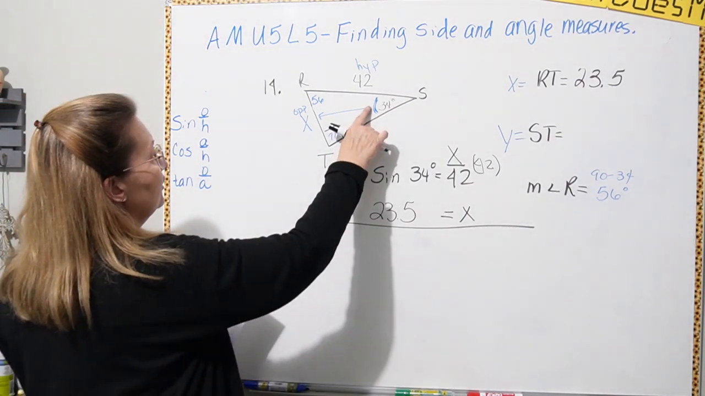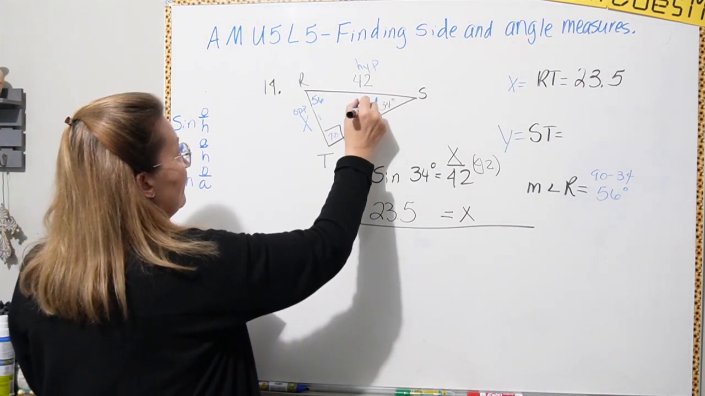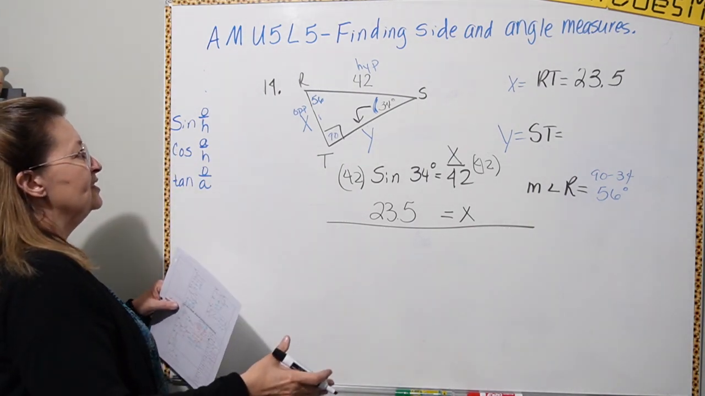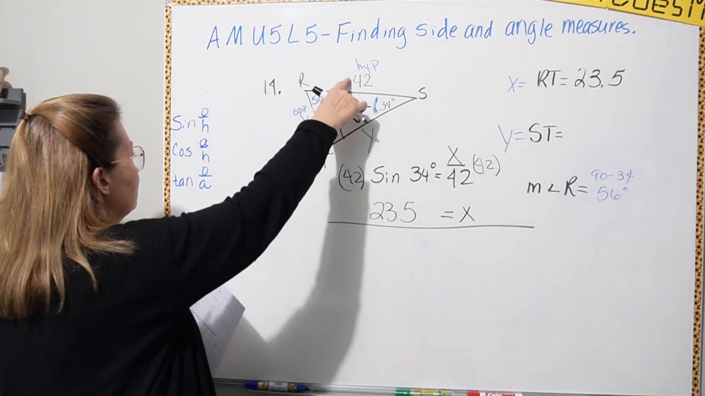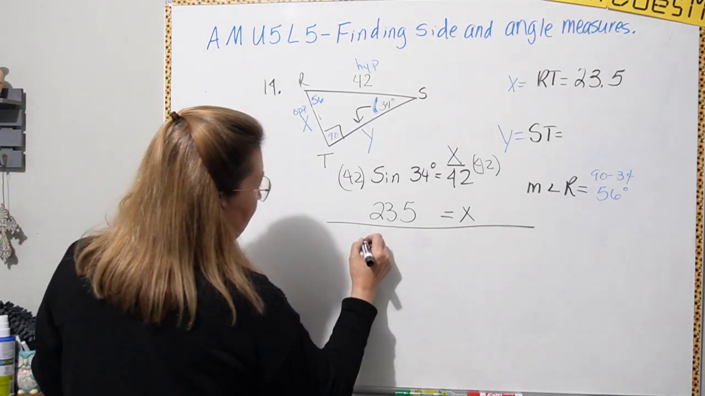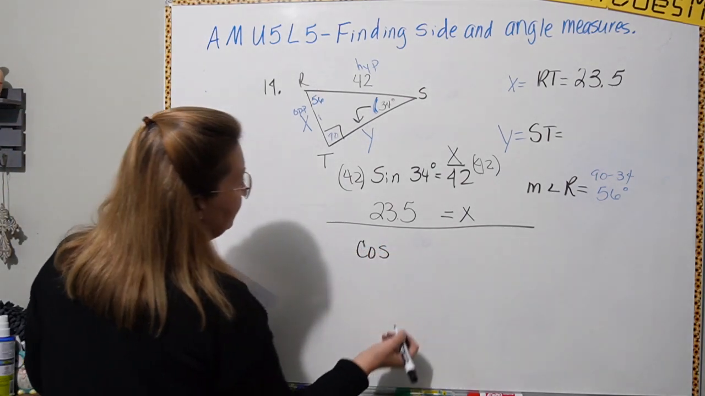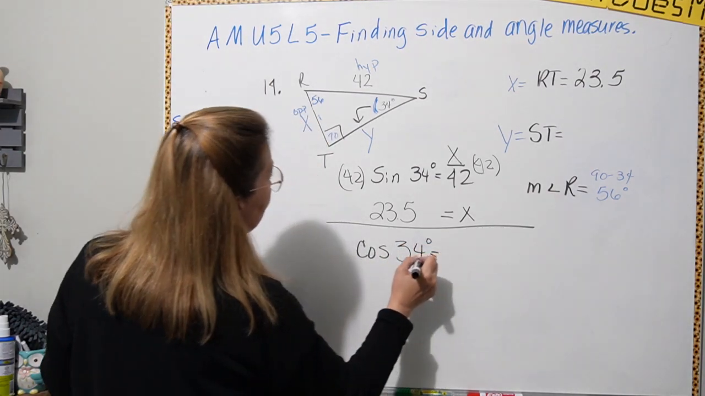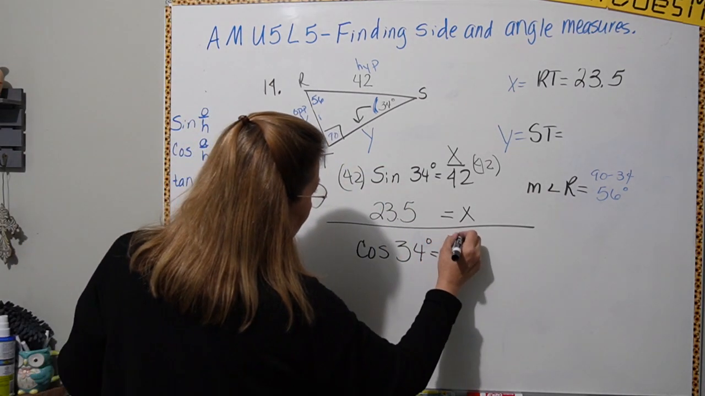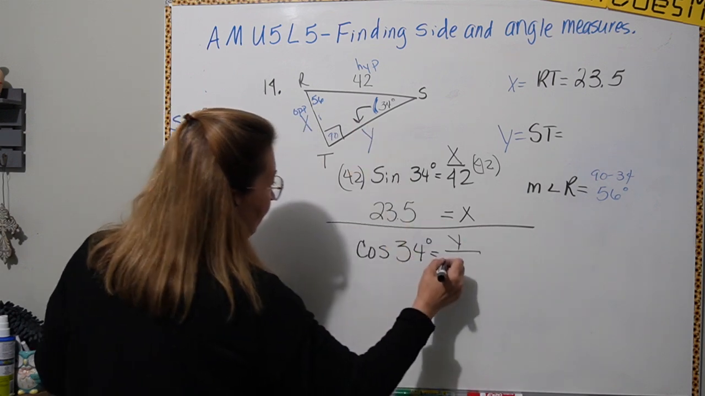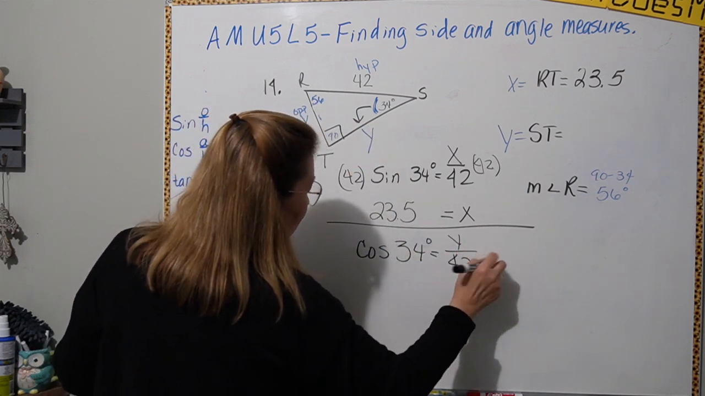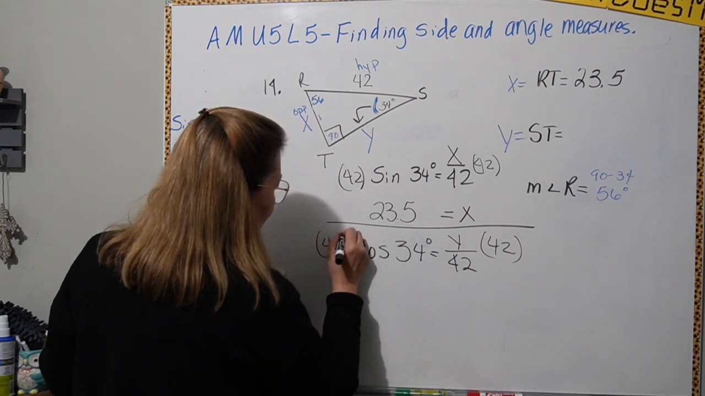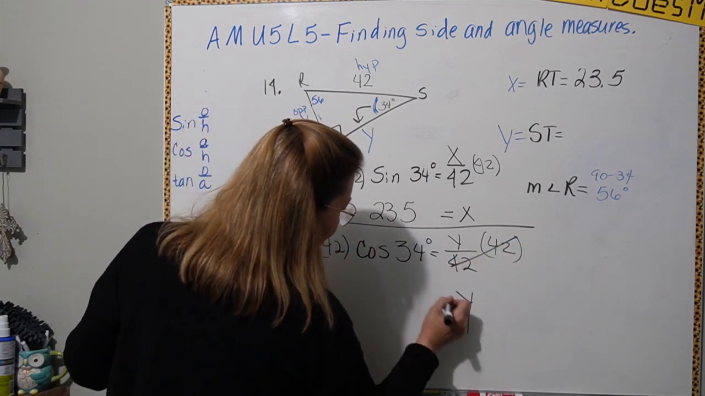All right, going back to the 34 degrees, this side is my side adjacent. Now, which function deals with side adjacent and hypotenuse? Well, that's going to be your cosine. So to solve for this side, I'm going to say the cosine of 34 degrees is equal to the side adjacent, which is y, over the hypotenuse, which is still 42. I'm going to multiply 42 on each side, and these two cancel, so I have y.